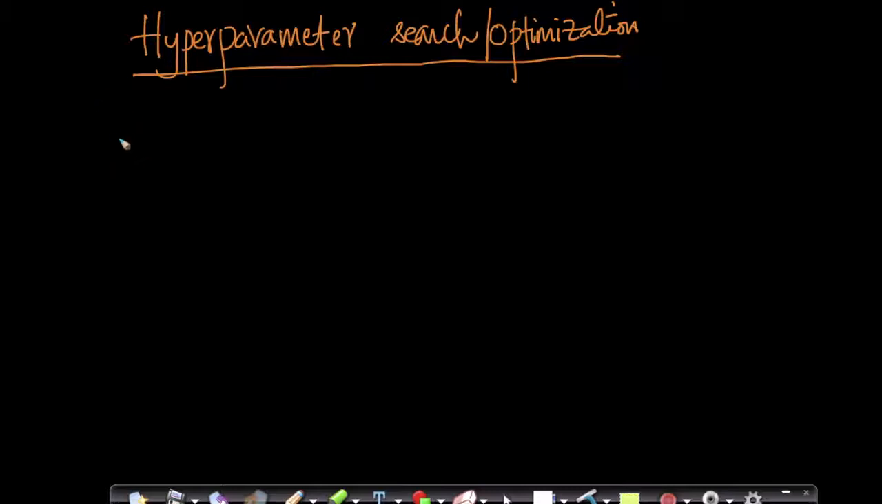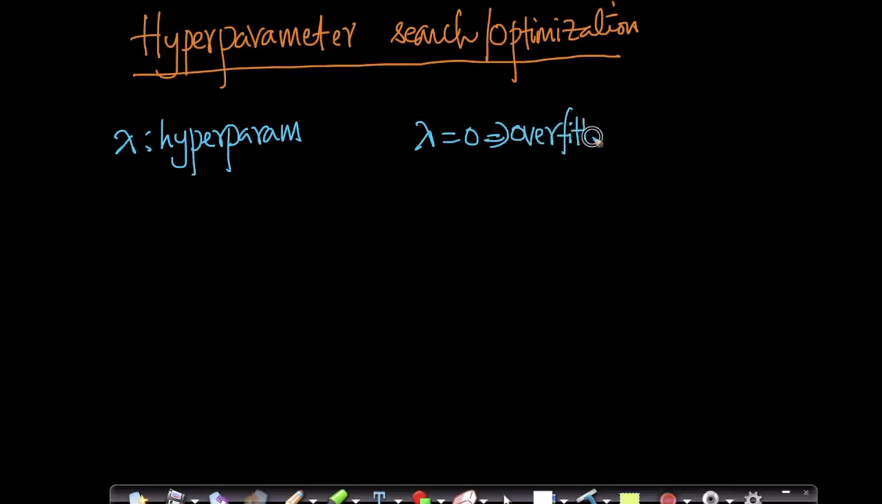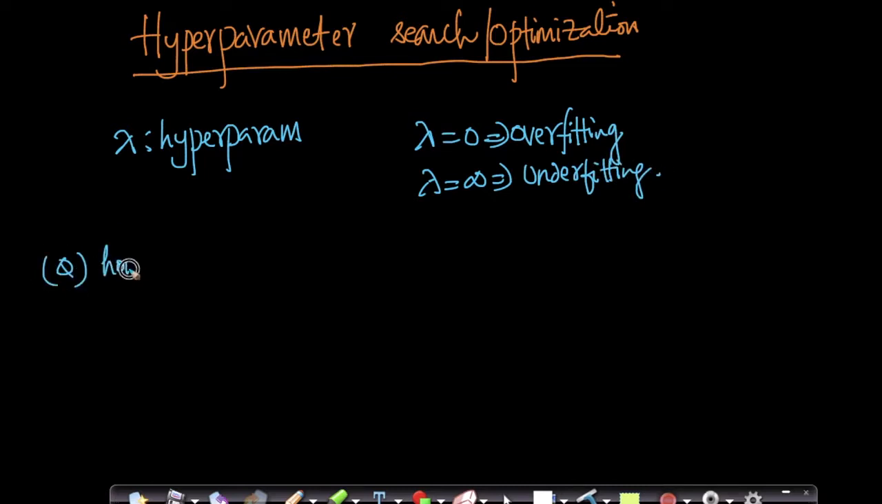So we have seen that we have a hyperparameter, lambda, in our formulation of logistic regression, right? If lambda equals 0, we have the problem of overfitting, as we saw earlier. And if lambda equals infinity, we have the problem of underfitting, right? So the big question here is how to determine the best lambda, or how to find the best lambda. That's the question.